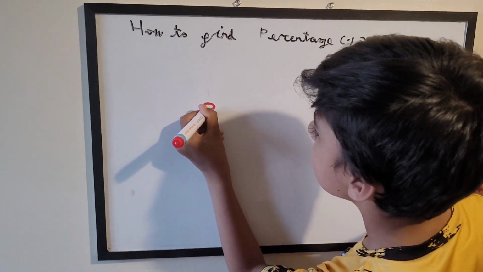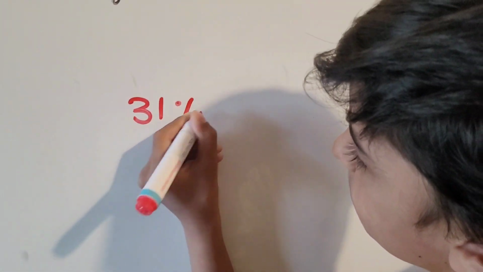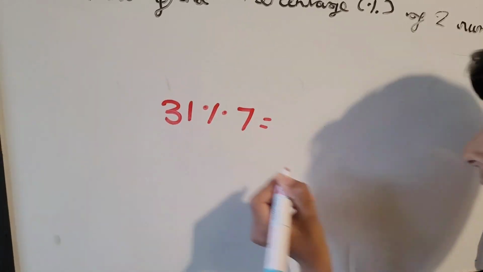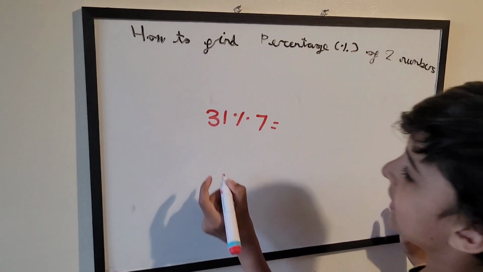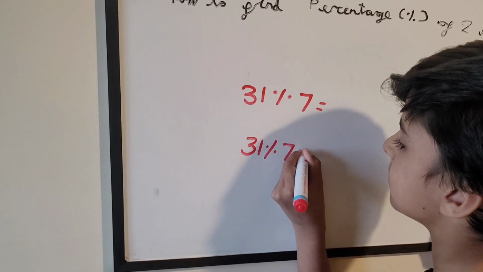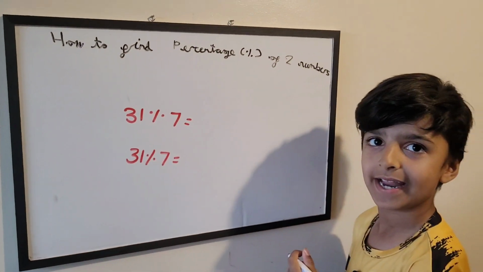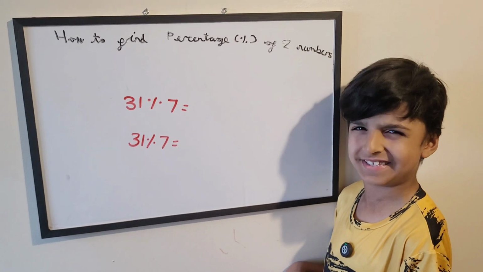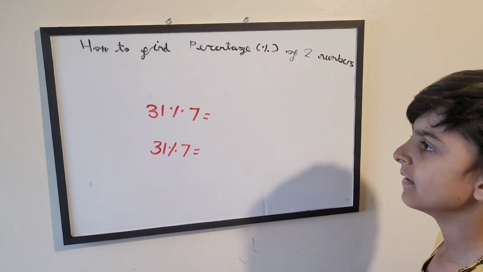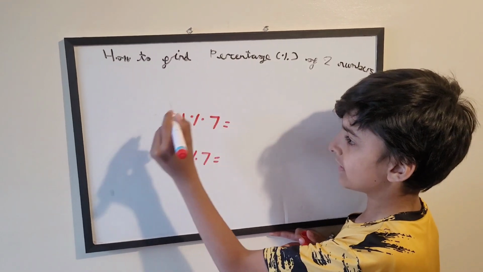Let's do 31 percentage 7 equals. Let's do both answers here. Now, the trick number 1 is the easier one. Then the other way is the hard one. First, let's start with this one.